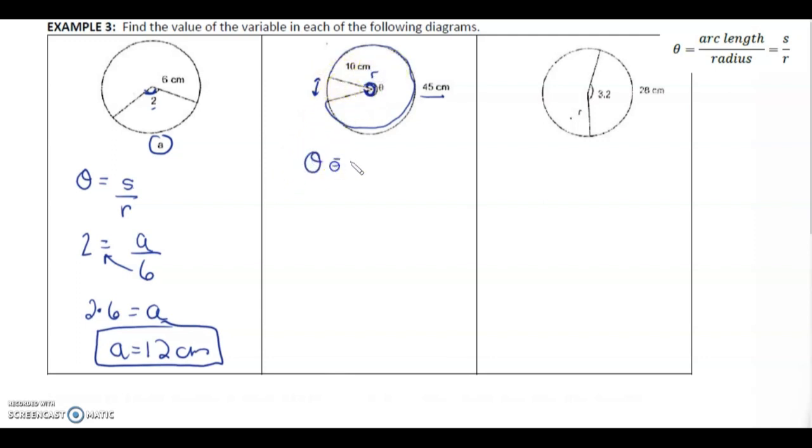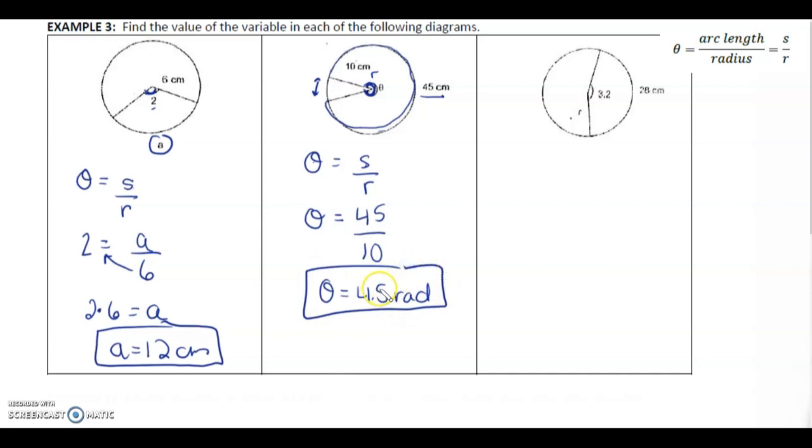So theta equals S over R. So our theta we don't know. S is the arc length, that's 45. And then 10 is the radius. So we get theta equals 4.5, and that's measured in radians. Okay, so not as actually accurate as the picture, but that's okay.